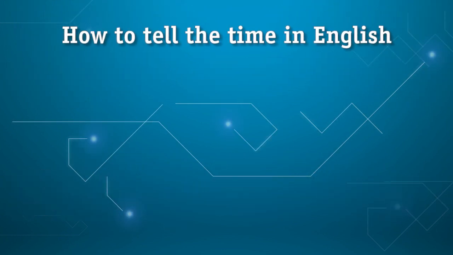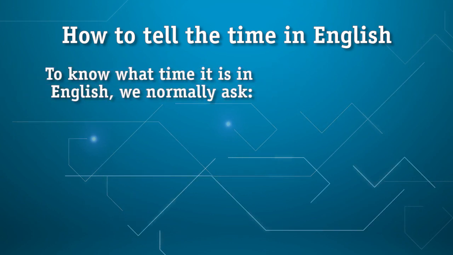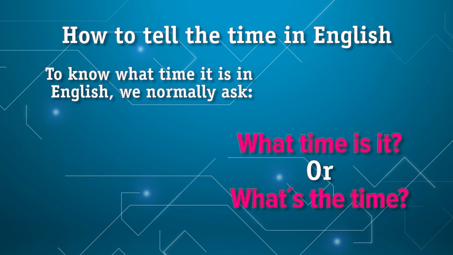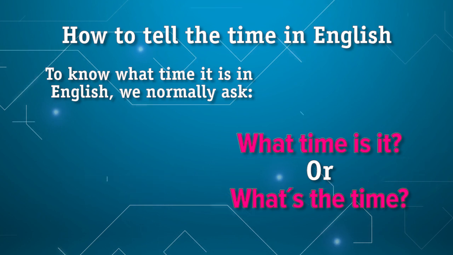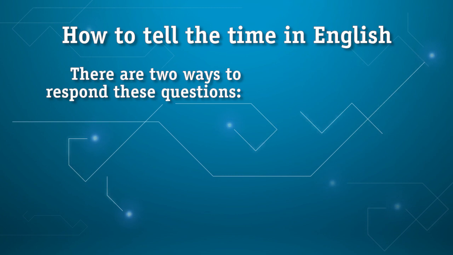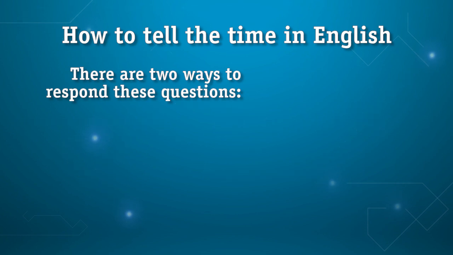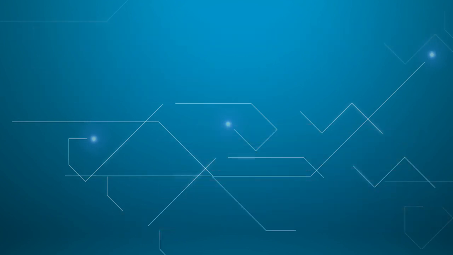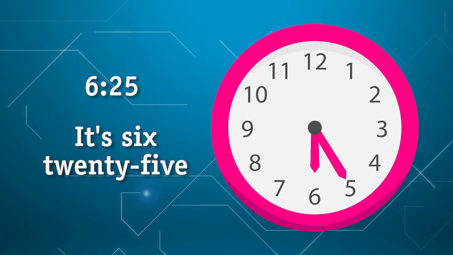How to tell the time in English? To know what time it is in English, we normally ask, "What time is it?" or "What's the time?" There are two ways to respond to these questions. 1. Say the hour first and then the minutes. It's hour, minutes. For example, 6:25. It's 6:25.